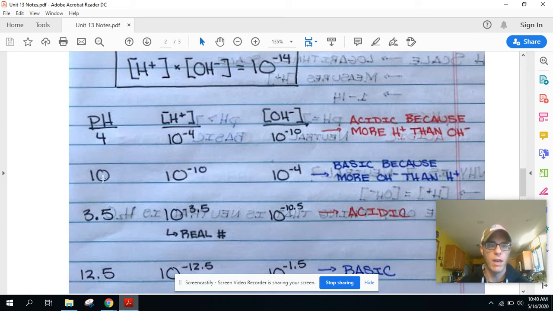No big deal. If the pH is 10, H+ is 10 to the negative 10th, which means OH- is 10 to the negative 4th. This is basic because there's more OH- than H+. This is acidic because there's more H+ than OH-.